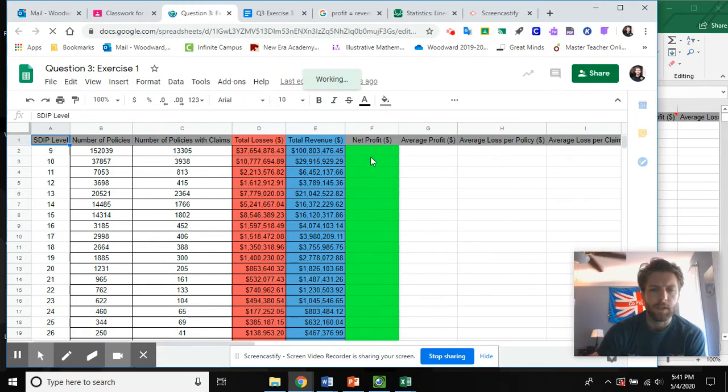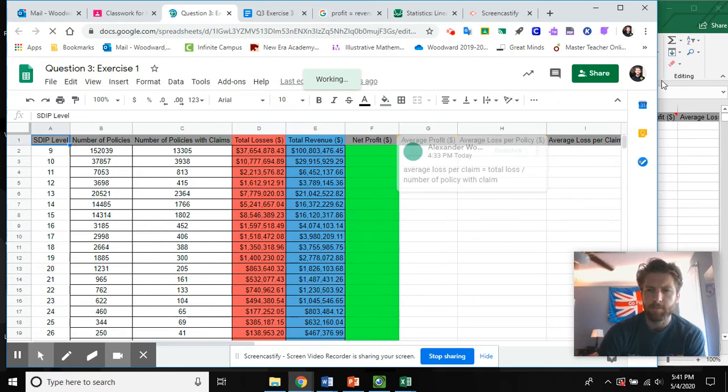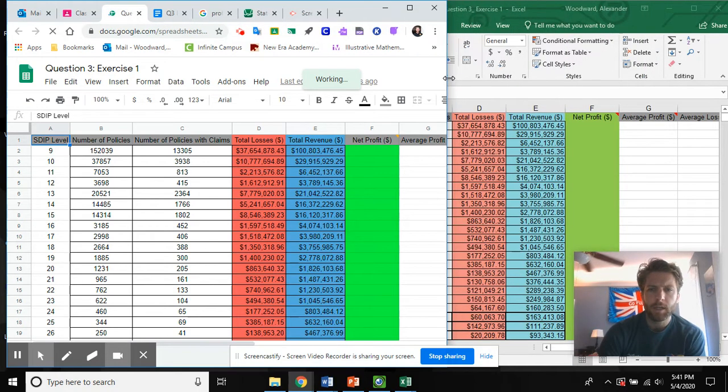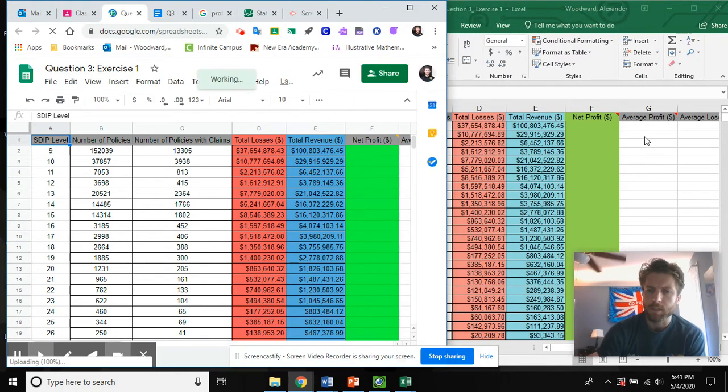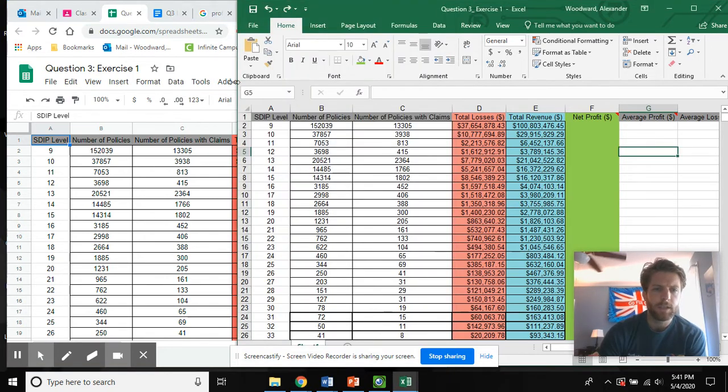You're going to have to fill in the column for net profit, average loss per policy, and average loss per claim. I'm going to be working with Excel, which is the same thing as Sheets, and then talk you through some of the strategies that make this actually very easy.